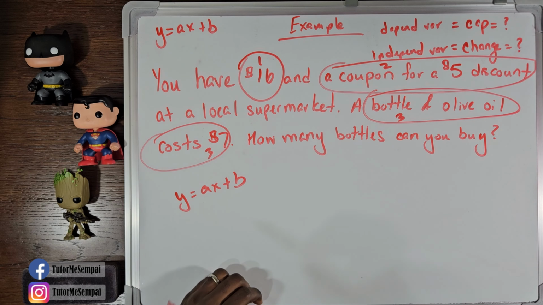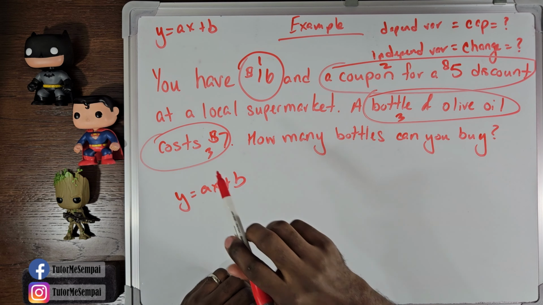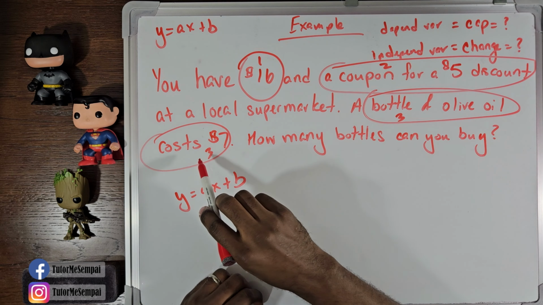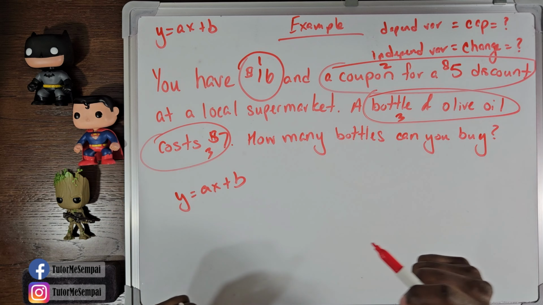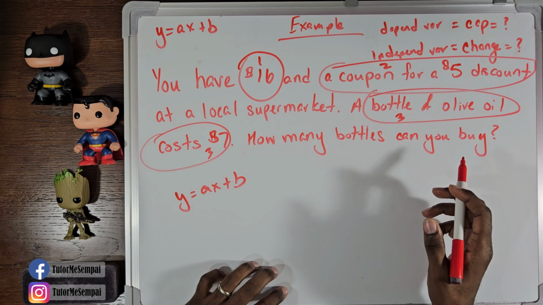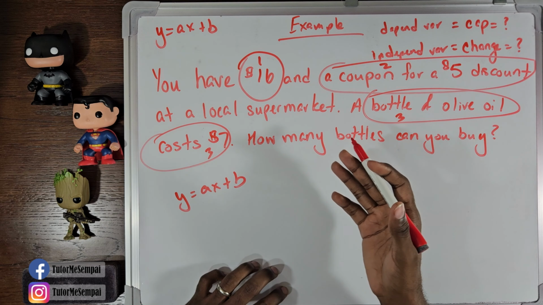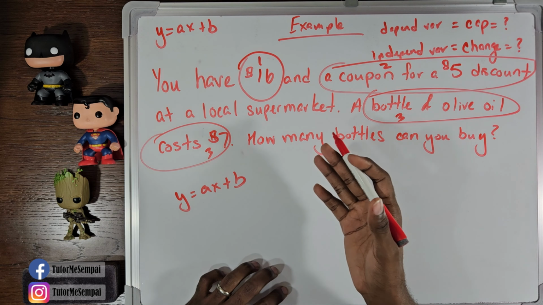When we have $16, there's a coupon for $5, and each bottle of olive oil costs $7. Is there a cap? The cap is going to depend on what we're trying to do in this word problem. It seems like we're trying to buy something, right? So we're going to a store, the local supermarket, and we're trying to buy something. What we're trying to buy is not important, but the fact that we're trying to buy something lets you know that you're going to be capped by what your discount is.